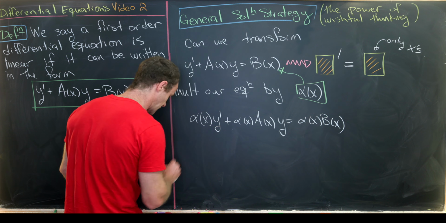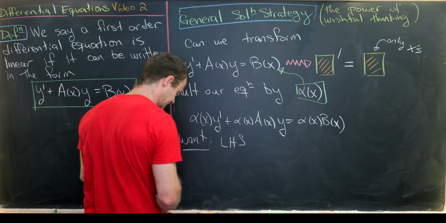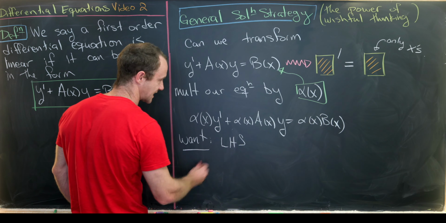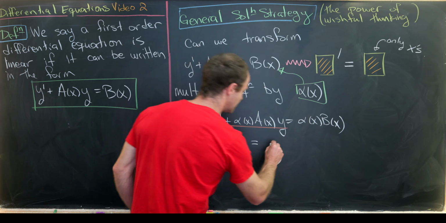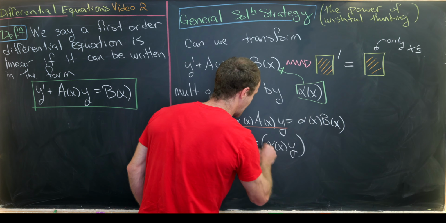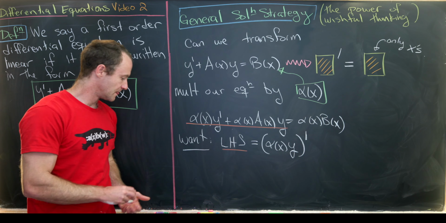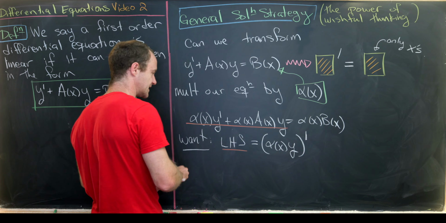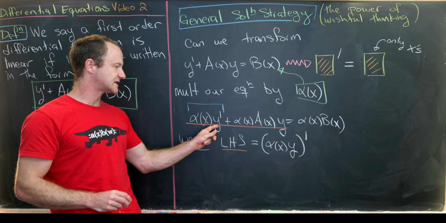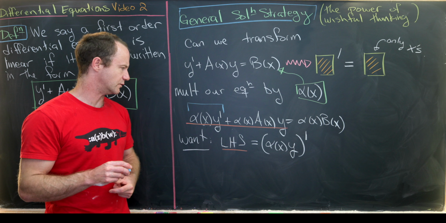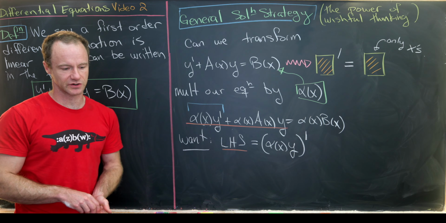So in particular, what we want is for this left-hand side, let's maybe color code this a little bit, which I've underlined in brown, to be equal to alpha of x times y, all of that prime. You might say, well, how do I know that we want it to be equal to that? Well, if we look carefully at this first term, we see that we have alpha x by itself times y prime. And that's exactly what we would have if we were taking the product rule with this, at least for one of those terms.